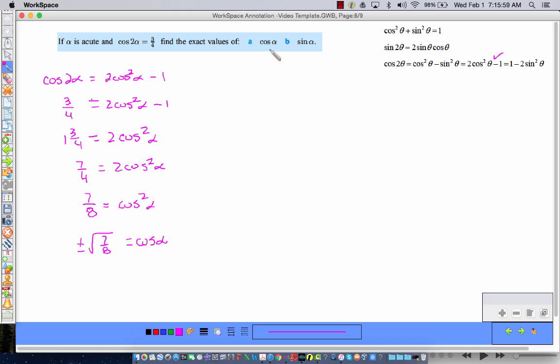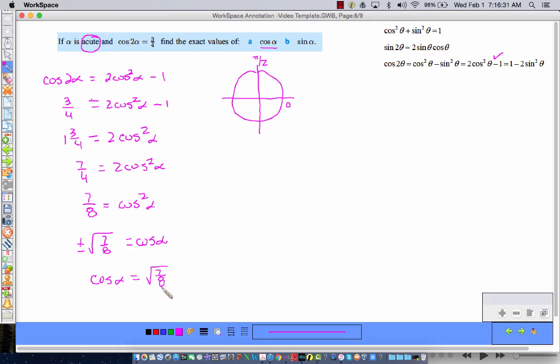Now remember, they said find the value of cosine alpha, not alpha. So I'm almost done, except we know that alpha is acute. And if alpha is acute, that means it's somewhere between 0 and pi/2. Cosine is positive here. So that means that our final solution here would be cosine alpha equals the square root of 7/8. Booyah!